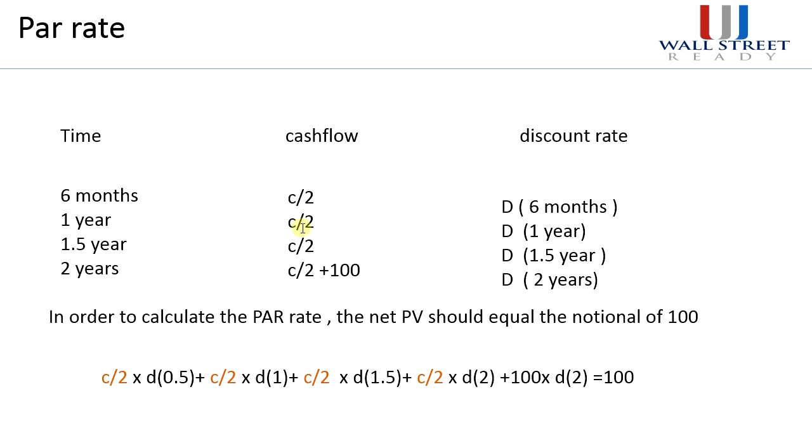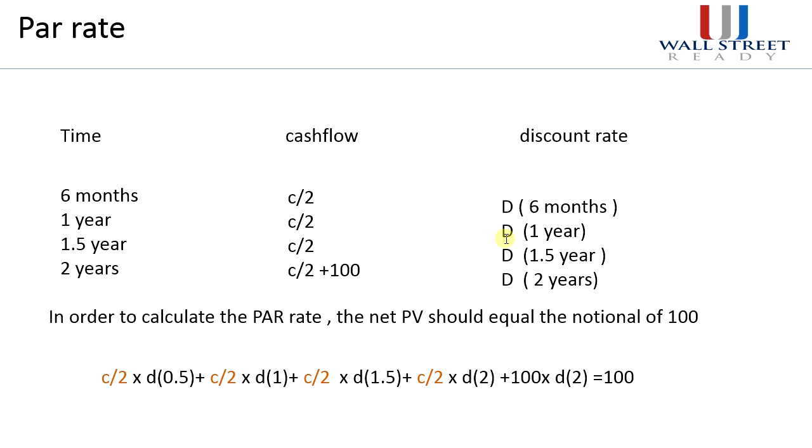So every 6 months you will receive the coupon. It's a fixed rate bond, remember. And finally, at the end of 2 years, you will receive the final coupon plus its notional, $100. Now let's assume these are the different discount rates. D 6 months is the 6 months discount rate. D 1 year is the 1 year discount rate. D 1.5 years is the 1.5 years discount rate, and D 2 years is the 2 year discount rate.